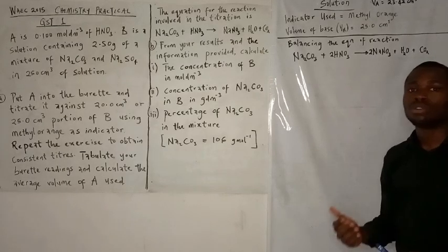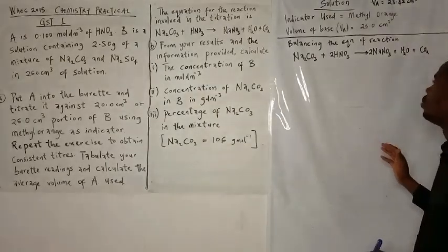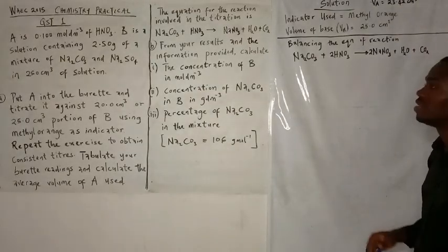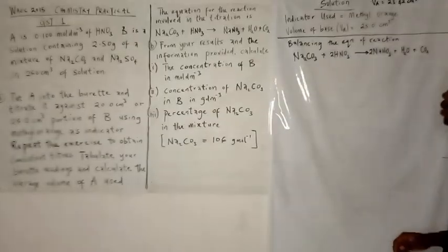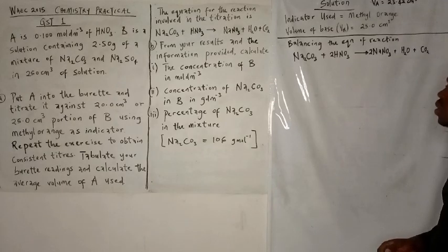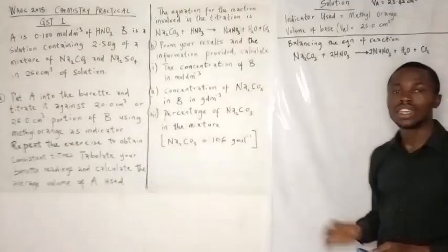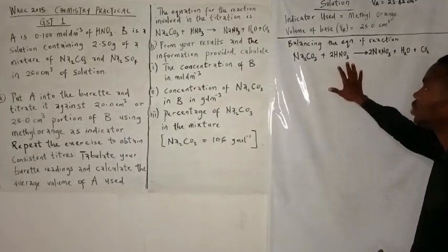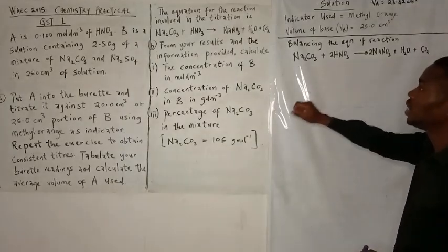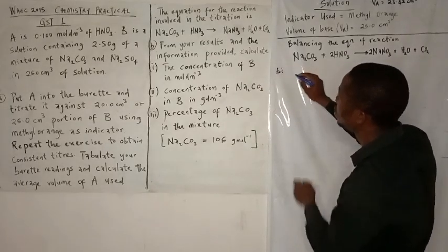Balancing of a chemical equation has to do with ensuring that the number of atoms on the reacting side is equal to the number of atoms on the product side. So that is what we have done now. You can use another method or another way to do it, but that is what we seek to achieve when we try to balance any given chemical equation. So we have balanced this equation, and we will move further to solving the first question.